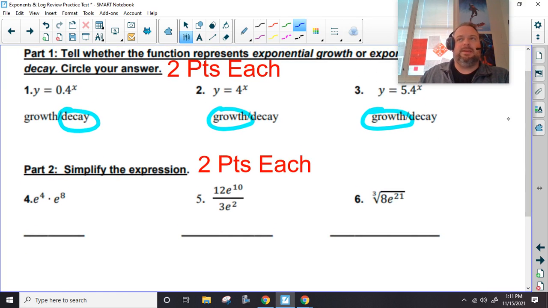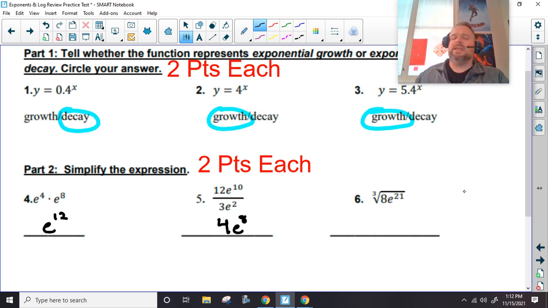So remember down here for part 2, when they're multiplied, you add them. This now becomes e to the 12th. Let's see, 12 divided by 3 is 4. And then we subtract, so this would be e to the 8th.